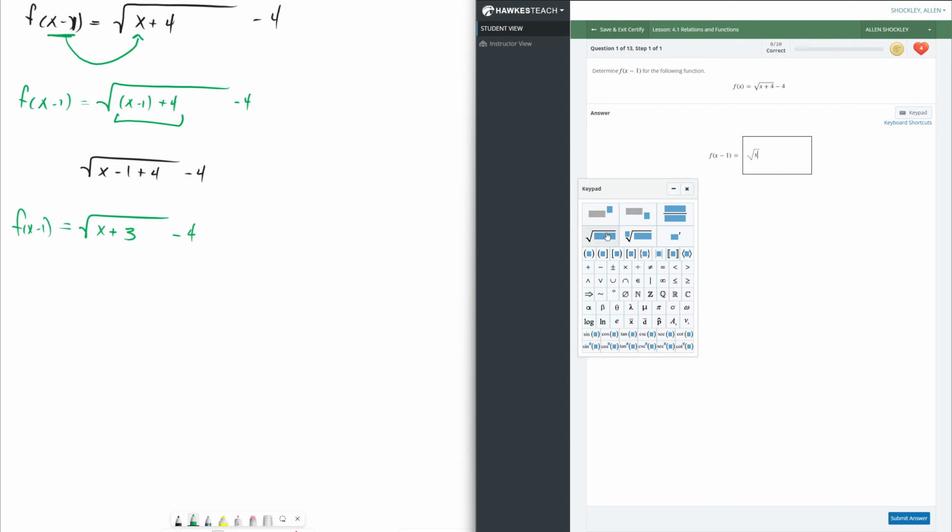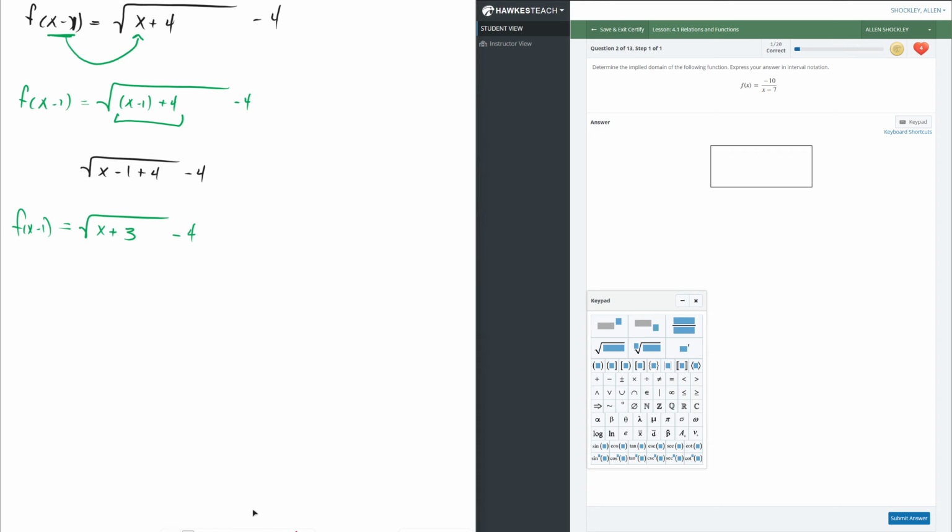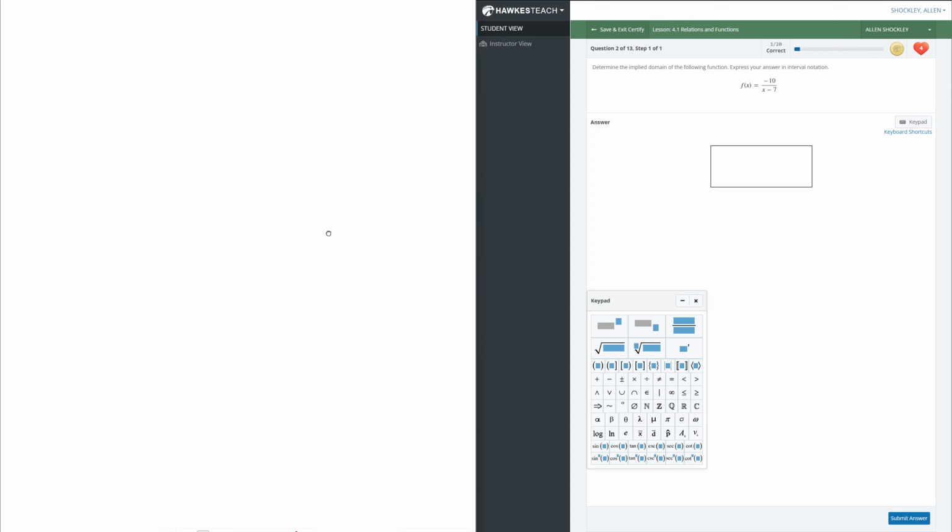So let's get this going. Square root x plus 3, right arrow key, minus 4. Submit. We're going to leave that keyboard up, and we are just going to scroll. Cool.